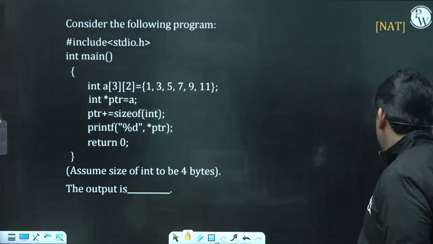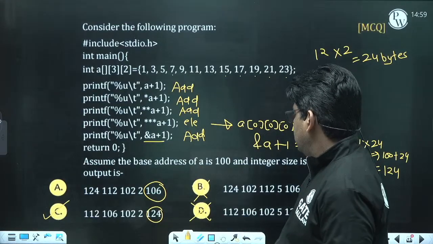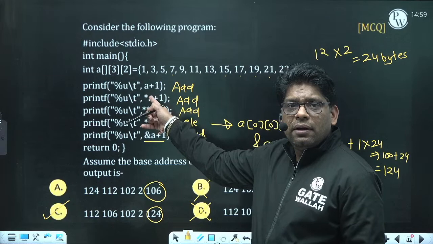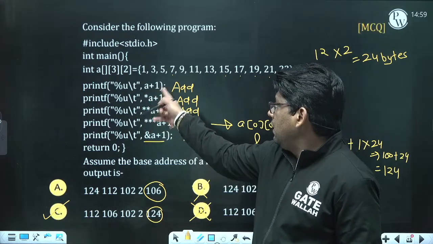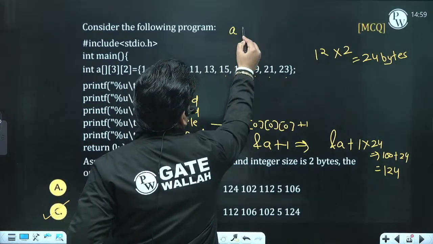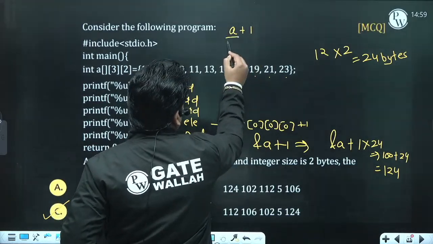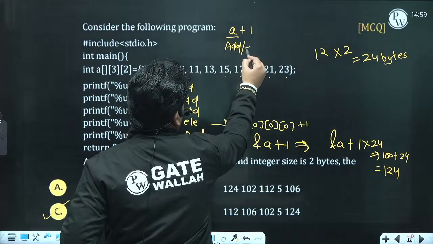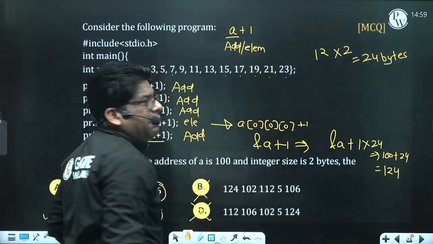Anjali, which one are you talking about? This one? This one? A plus 1? Okay. Anjali, always remember, when you write A plus 1, first try to find out whether it is an address or an element. You tell me whether it is an address or an element.